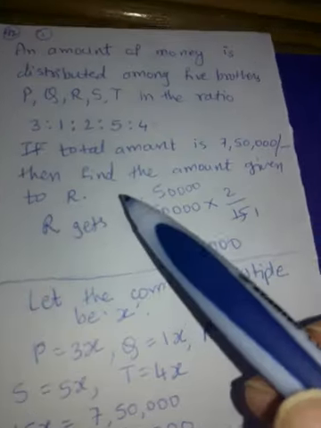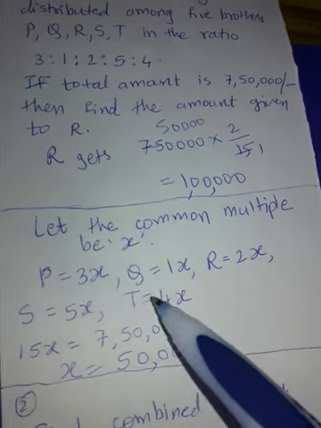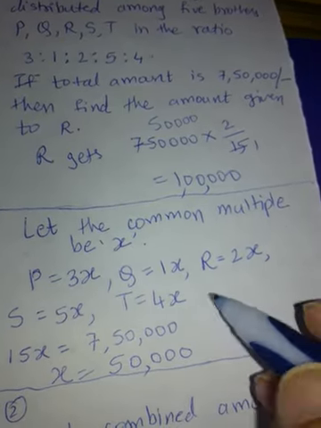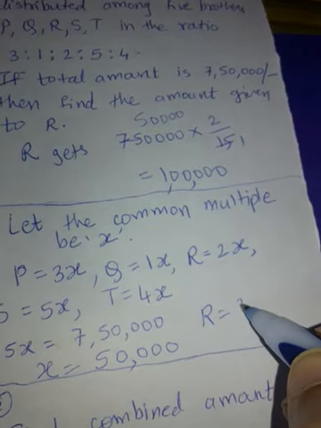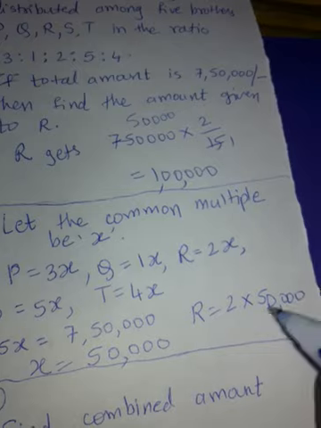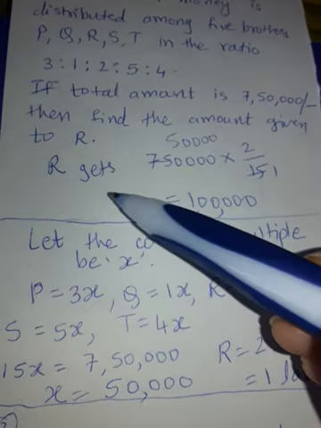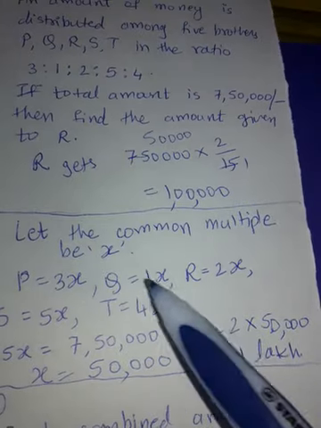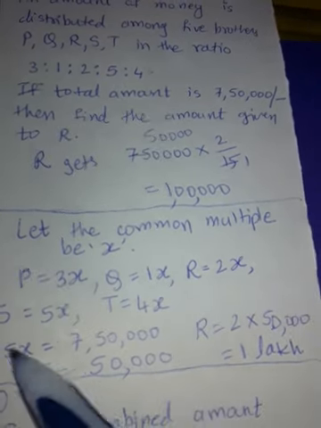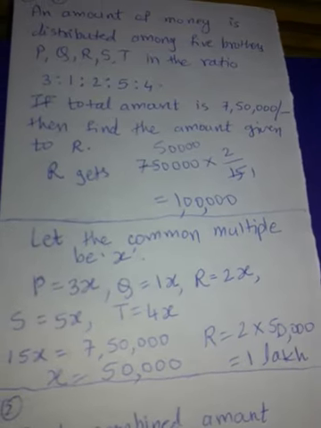And now we want the amount with R. R is what? 2X and X is 50,000. So that means R gets 2 into 50,000, that is 1 lakh. So here also we found R gets 1 lakh. This is the more common method that is used. Let's see some more examples.